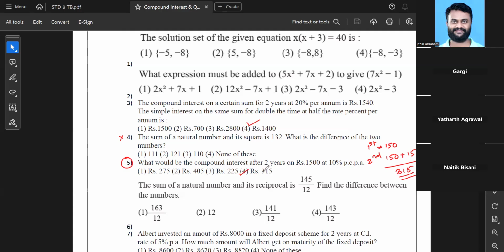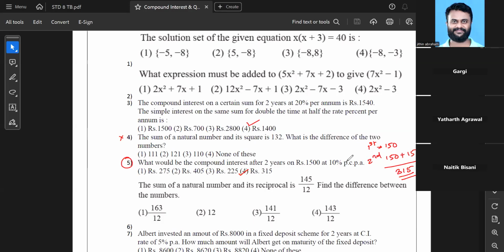Do you understand this? Can you repeat once? Sure. Now this question, since it is only about 2 years and the rate of interest is also very handy, 10 percentage means what? Remove one zero. It's not a big deal. So what I'm going to do, I'm going to use the logical approach.